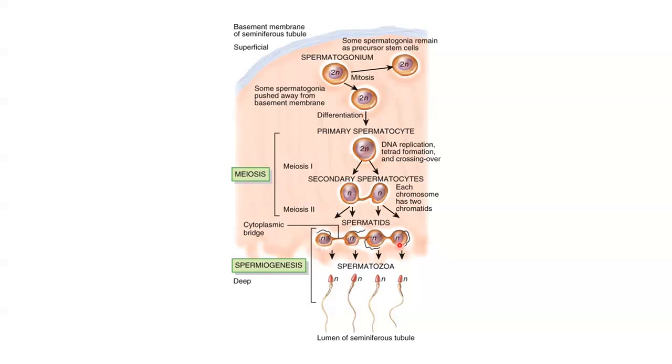Each spermatid then undergoes spermiogenesis, with lots of new terms here, where they develop the head, the middle piece and the tail that we're familiar with. Each sperm has a set of 23 chromosomes.